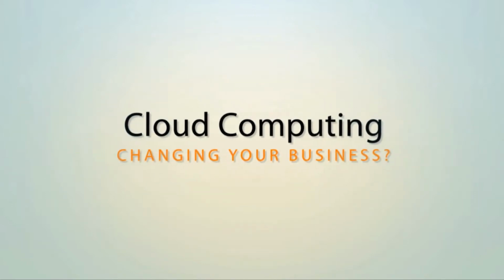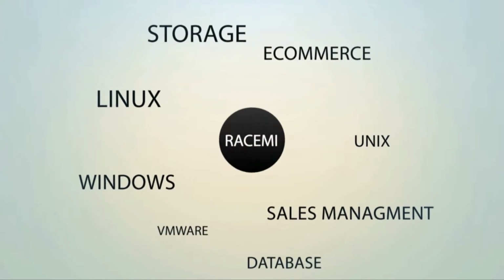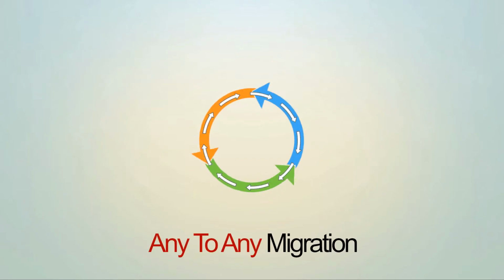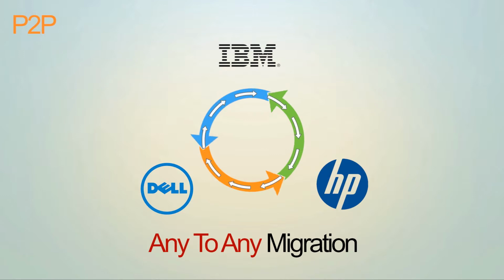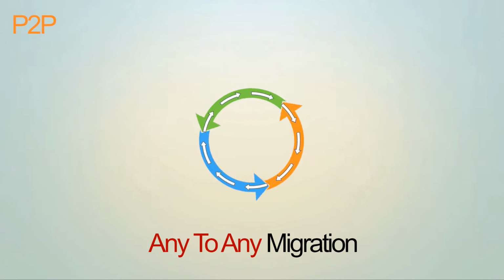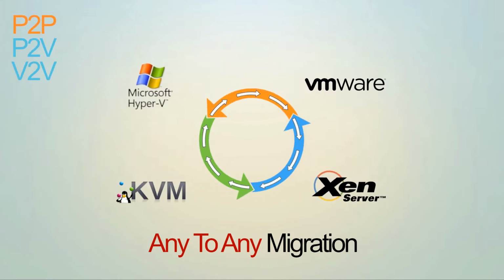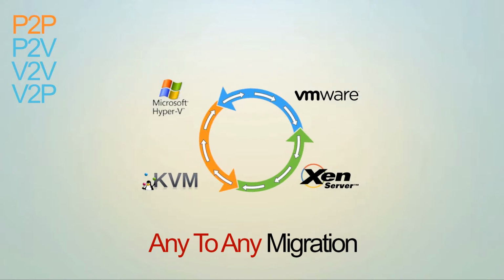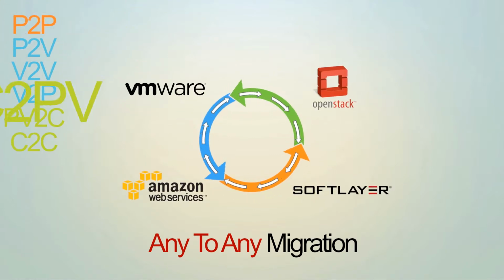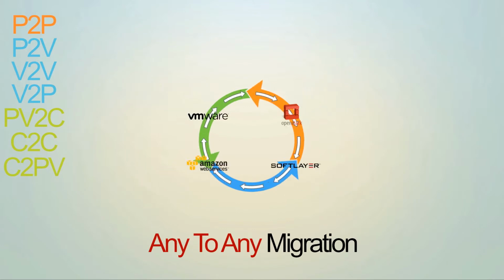Industry research shows that change, cost, and complexity due to manual migration continue to be key barriers to cloud adoption. What makes Racemi unique is our industry-first support for automatically migrating existing application workloads between dissimilar physical, virtual, and cloud infrastructure. Racemi makes it easy for businesses to deploy existing applications to the cloud.